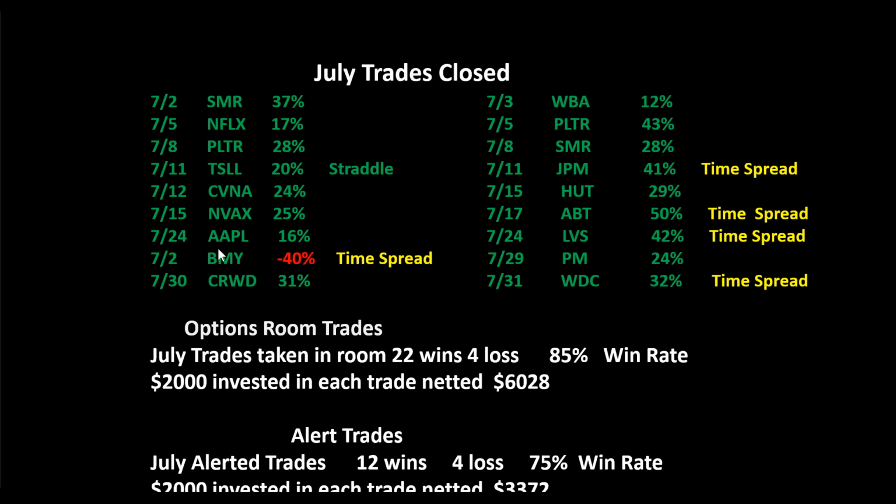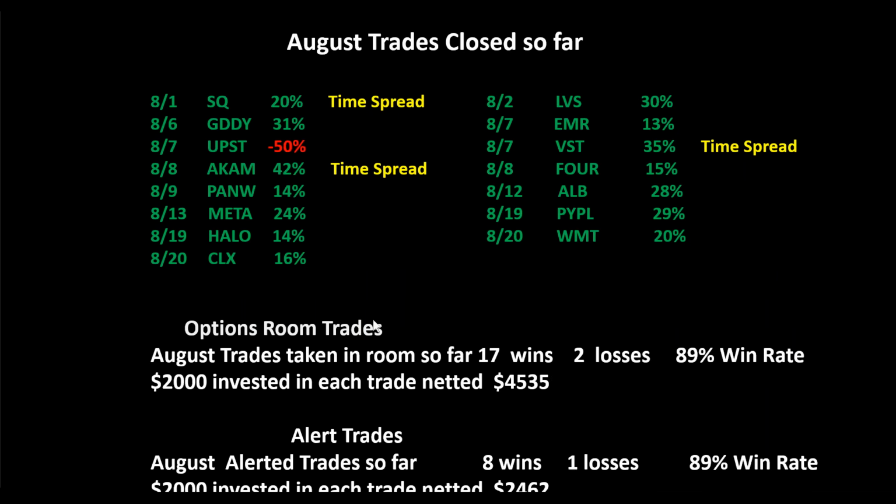All right, here's our July trades. Again, 22 and 4, 85% win rate. The alerts, we only had 12 and 4, so only a 75% win rate, but up $3,300. So pretty good. This is what we're interested in here, August. So we'll just sail through some of these. In August trades, we took 17 and 2, 89% win rate, up 4,500, up 2,400 in the room. August is a tough month to trade. So is December. A lot of people are on vacation and away for holidays in December, so you don't get a lot of trades.